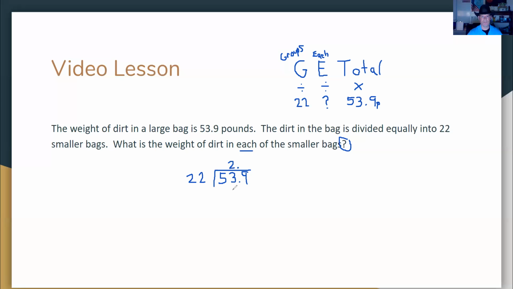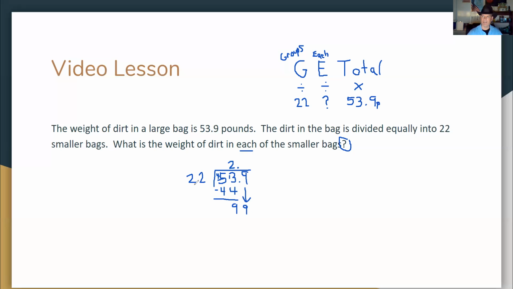Now we multiply. 2 times 2 is 4. 2 times 2 is 4. Now we subtract. 53 minus 44. I cannot take 4 from 3. Have to regroup this 5. Now 13 minus 4 is 9. 4 minus 4 is 0. Next we're going to bring down the 9 next door. So we have 99.